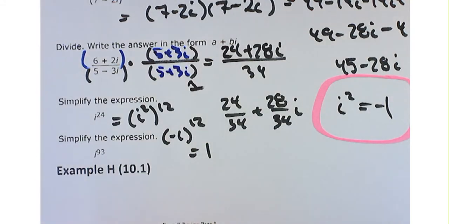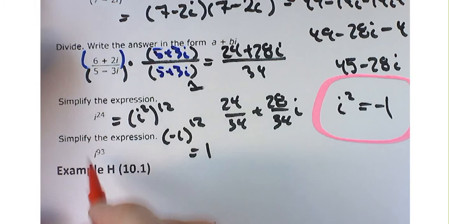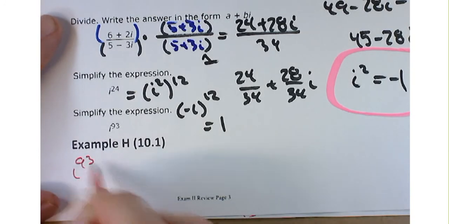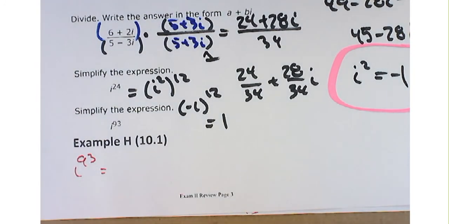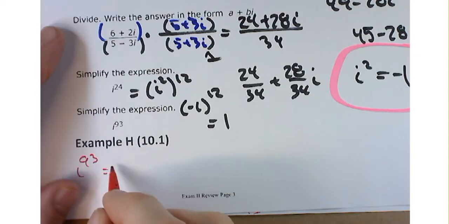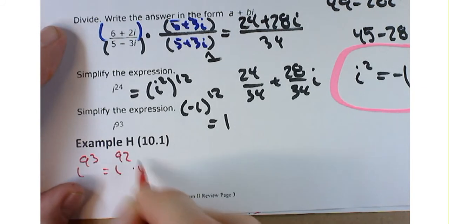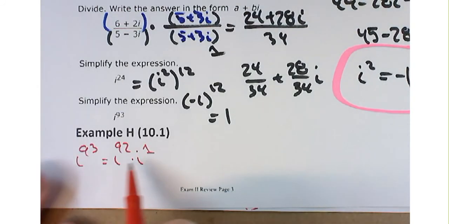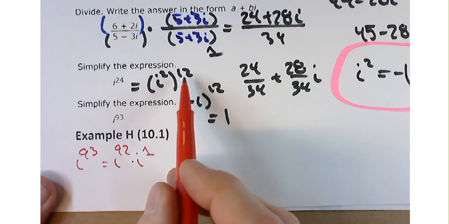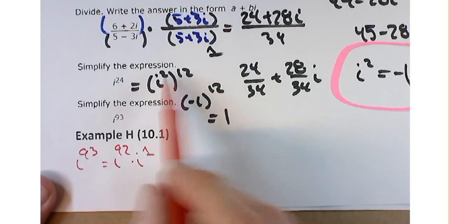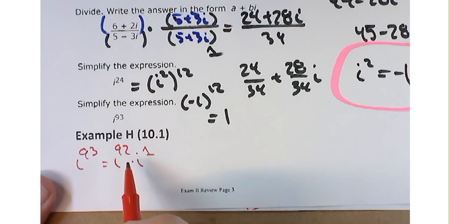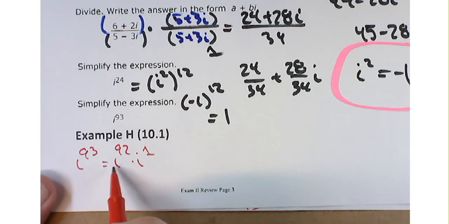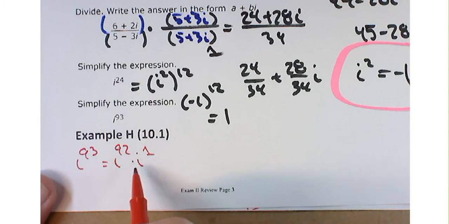The only tricky part comes in when you have an odd number like this, i to the 93rd. So we're going to play the same game that we did earlier today when I had the square root of a to the 5th power. I broke off one of those a's so that I had a to the 4th power. Now here I'm going to break off one of the i's so that I have i to an even power. Now notice there's a little difference. Here, when you have a power to a power, the exponents multiply. Here, when you've got a product of two things with the same base, you add the exponents.